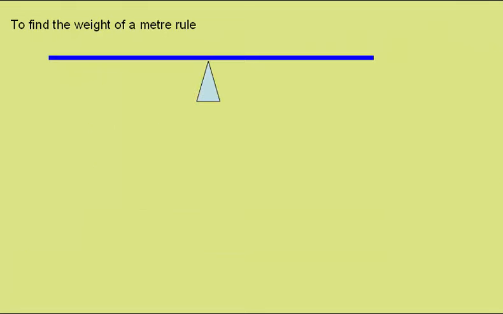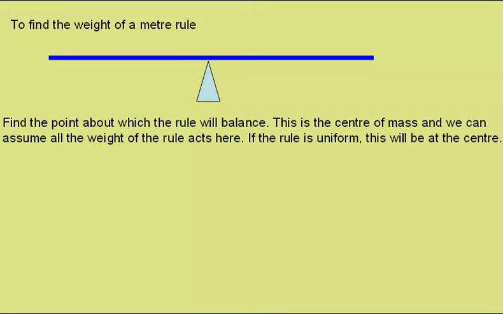A common problem is to be asked to find the weight of a meter rule using moments. First, we must find the point at which the rule will balance. This is called the centre of mass, and we can assume for the calculation that all of the weight of the rule acts at this point. If the rule is uniform, this will be at the centre.